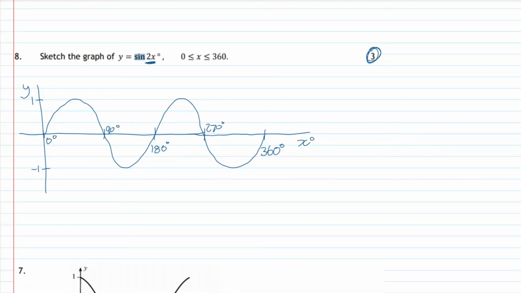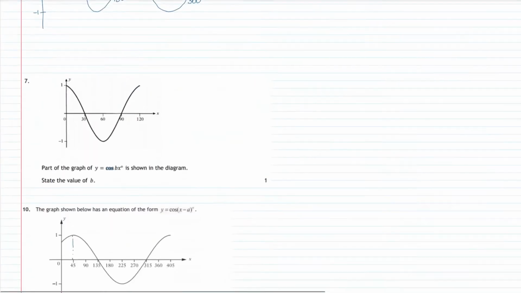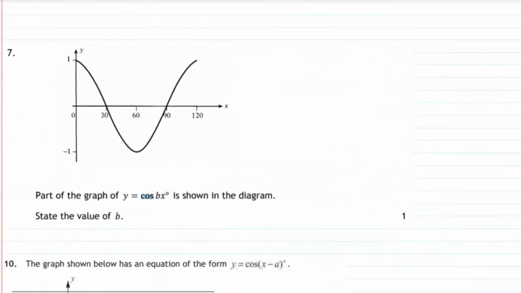And that's it, 3 marks just for that, and we'll even give it a little label. We'll tell the examiner exactly what we've done. We've plotted y equals sine 2x. Cool, let's move on. A nice little 1 marker.